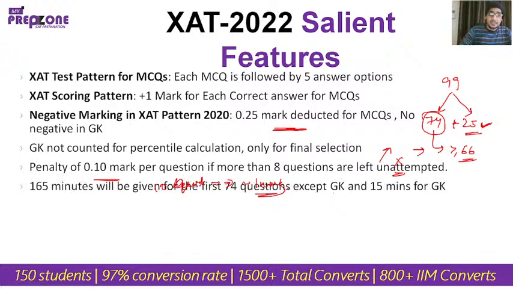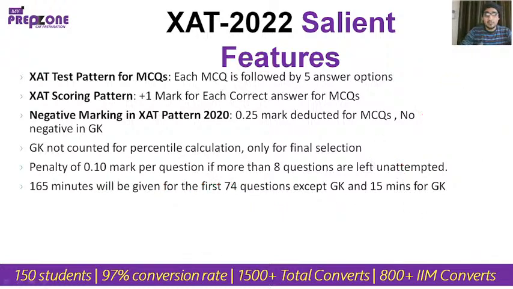Okay, last point here is, let me clear the ink here. 165 minutes will be given for the first 74 questions except GK and 15 minutes for GK. I think I have already mentioned this point earlier. Okay, any question in this slide? Can we move on?